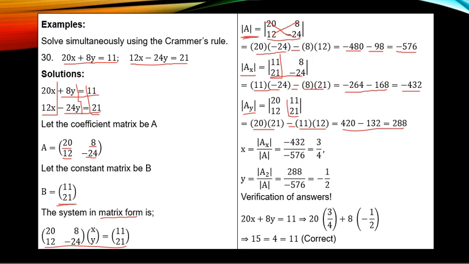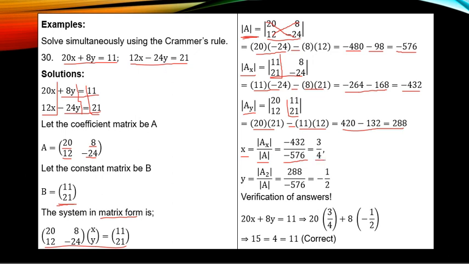After that, you now look for S. So S is determinant of A sub S over determinant of coefficient matrix, and this is what you have there. When you reduce, of course, you know if you divide a negative number by a negative number, you have a positive number. So when you reduce, you have 3 over 4.